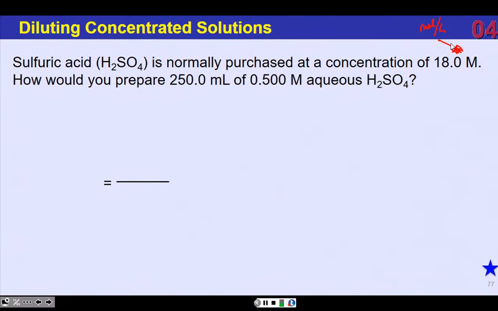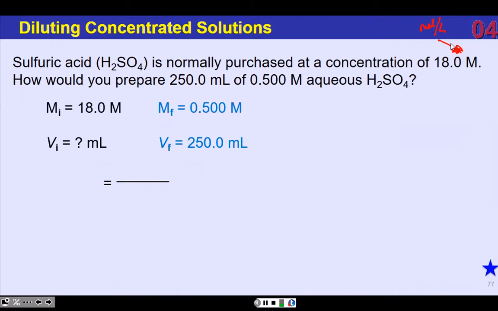How are we going to prepare a 250 milliliter volume of something much less concentrated, 0.5 molar aqueous H2SO4? So here's where we have to think about what's the initial and the final for the volumes and the molarities and label them correctly to set it up successfully. So the initial molarity is the 18 molar. We call it molar, or you can say molarity. The final molarity is going to be half molar, 0.5.